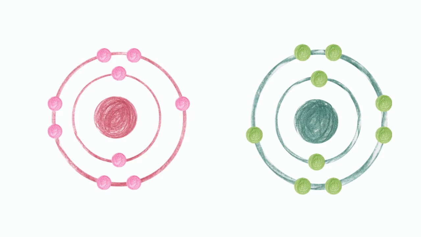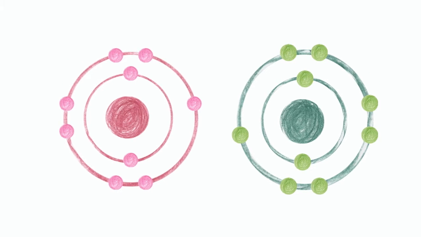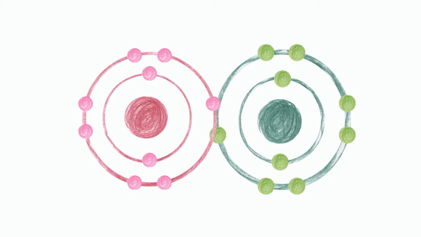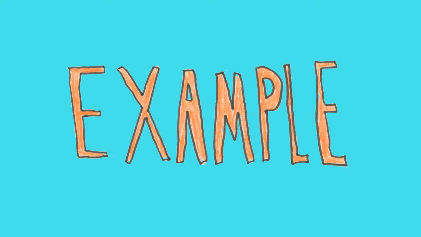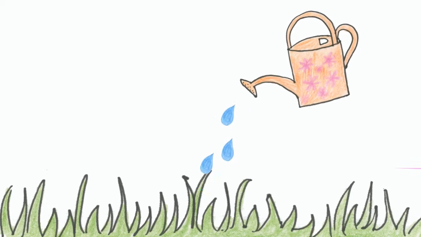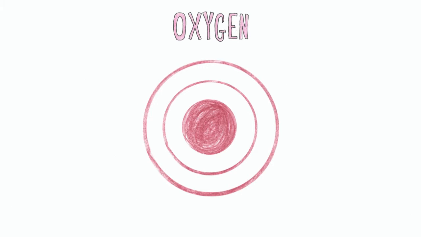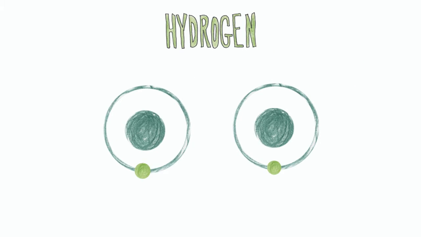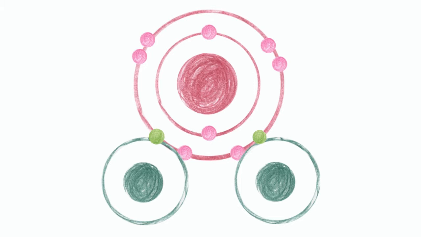In a covalent bond, both atoms want to achieve a full outer shell of electrons, so they share electrons with each other in order to make this happen. Here is an example. Oxygen bonds with 2 hydrogen atoms to form a water molecule. The oxygen atom has 6 electrons in its outer shell, but needs 2 more to complete it. Hydrogen atoms have only 1 electron in their outer shell, but would like 2. And so 2 hydrogen atoms join with an oxygen atom so that they can all have full outer shells.